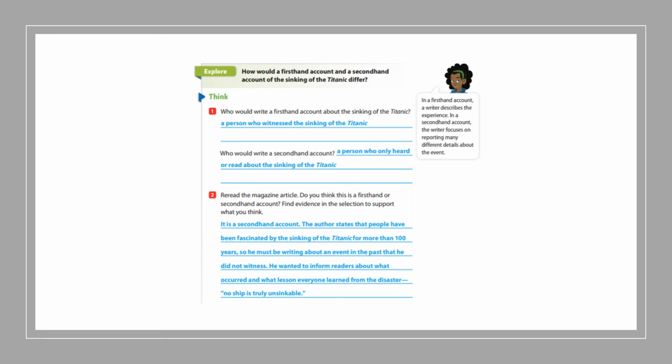If you wrote second-hand account, good job. I'm so proud of you. You're absolutely correct. It is second-hand account for all the reasons we listed. Lots of facts and details, no feelings or emotions, and the person was not there during the sinking of the Titanic. Take this time to make sure you have this page completed.